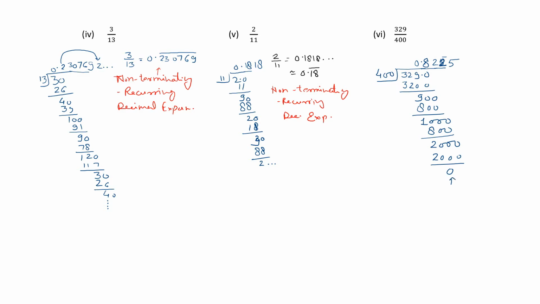So we can say the decimal expansion of 329 by 400, we will get 0.8225, right? So we can say it has a terminating decimal expansion. Terminating decimal expansion.